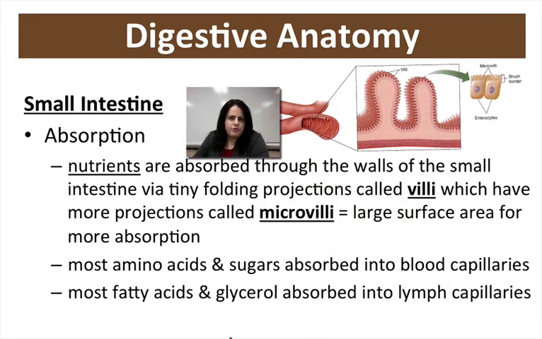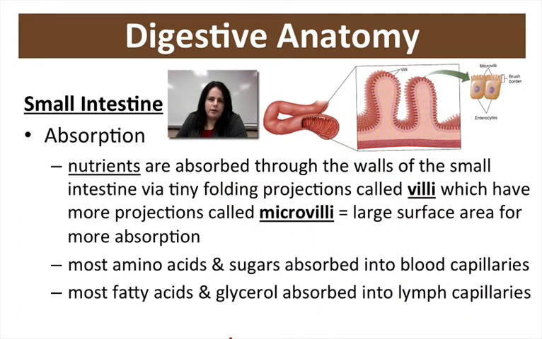After chemical digestion occurs at the beginning of the small intestine with the help of the liver and the pancreas, as the chyme moves further down into the small intestine, it's broken down far enough that it can now be absorbed into the body. The absorption of the nutrients occurs through the walls of the small intestine. And the walls of the small intestine have all these folds on them called villi.